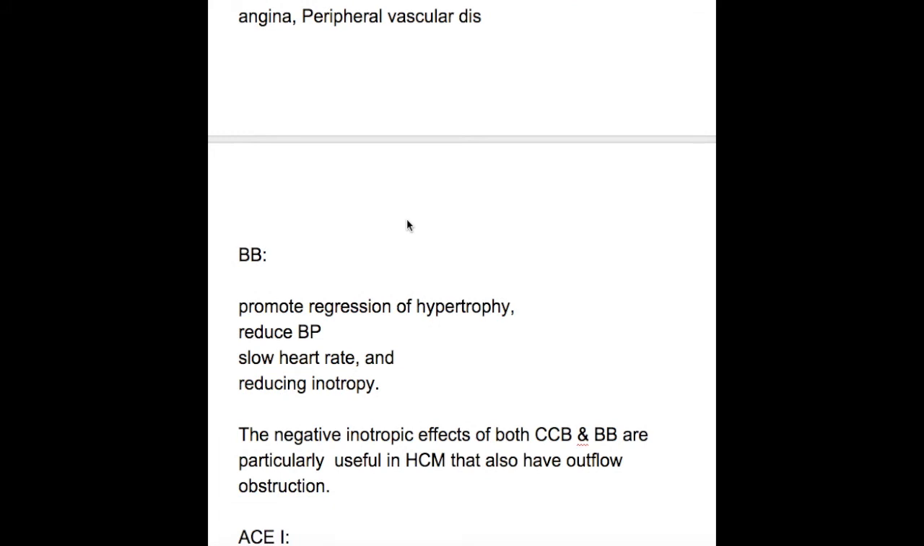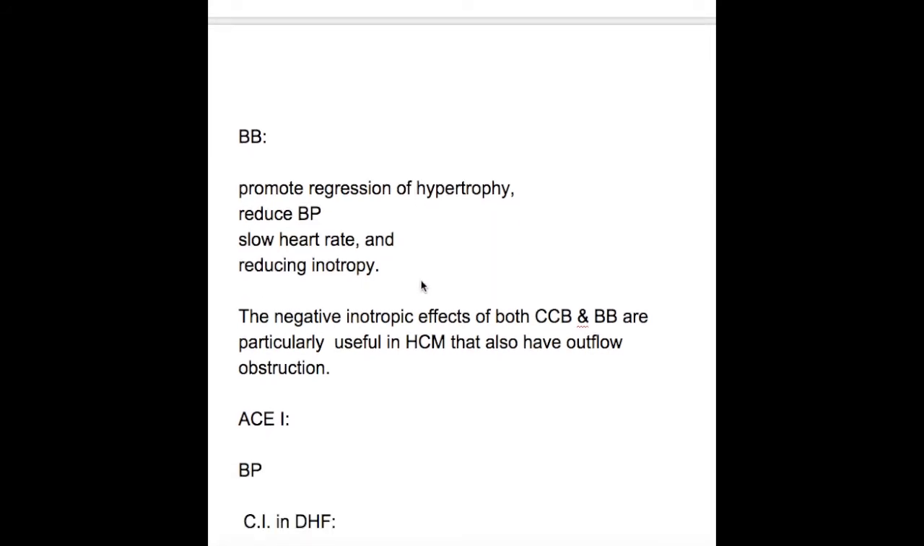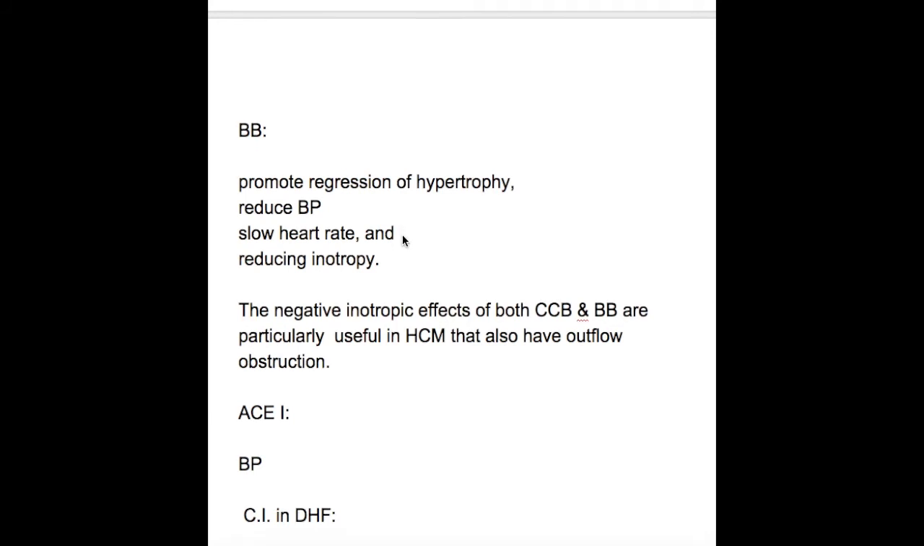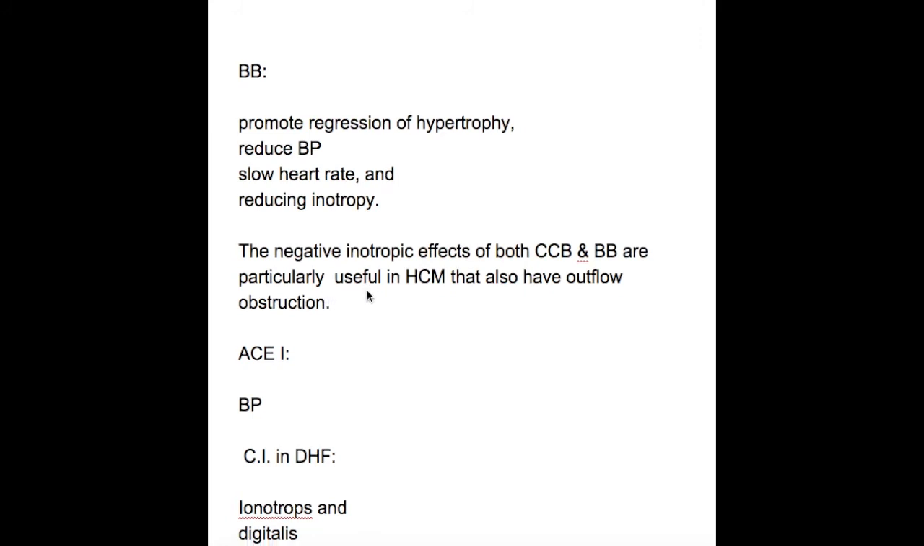So what do the beta blockers do in diastolic heart failure? They promote the regression of hypertrophy, because the main problem in diastolic heart failure is hypertrophy. They reduce the blood pressure, slow down the heart rate, and reduce the inotropy. So the negative inotropic effects of both calcium channel blockers and beta blockers are particularly useful in hypertrophic cardiomyopathy that also has an outflow obstruction.